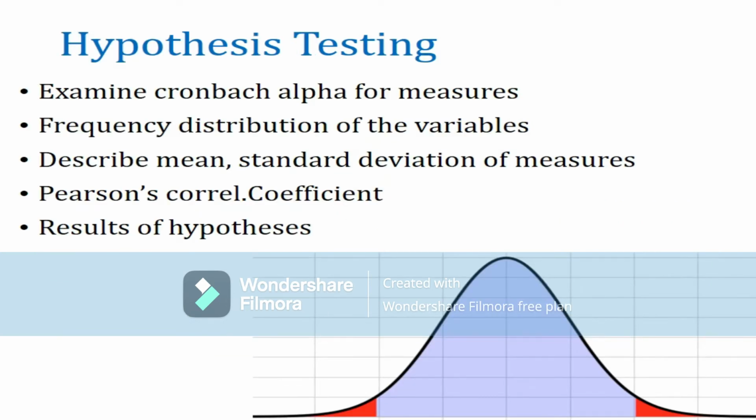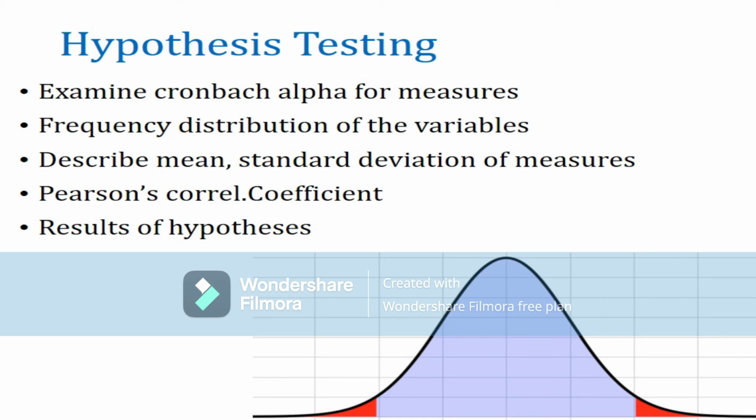Hypothesis testing is the third element of the data analysis. Examine the Cronbach's alpha for the measures. Before testing the hypothesis, the researchers measure the Cronbach's alpha for the measurement of the data. Examine the data: frequency distribution of the variables, mean, median, distributions, and coefficient of variance. Describe the mean, standard deviations, measures. All things are measured by the researcher.